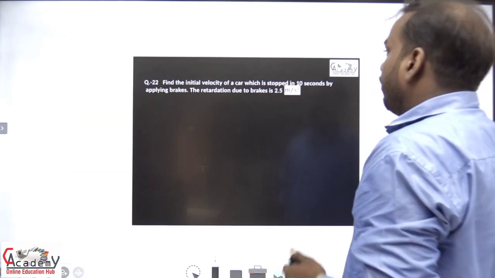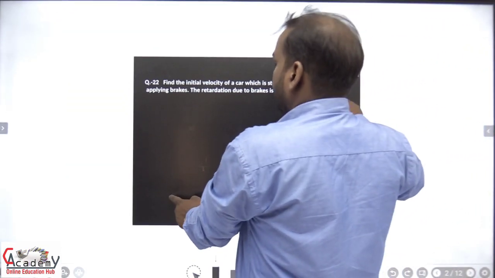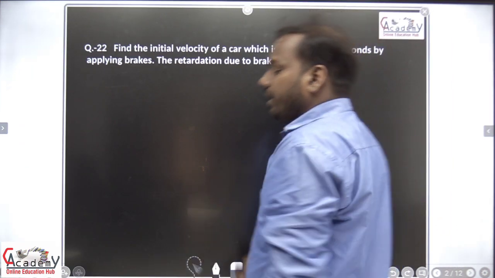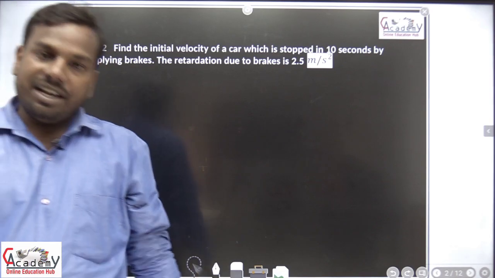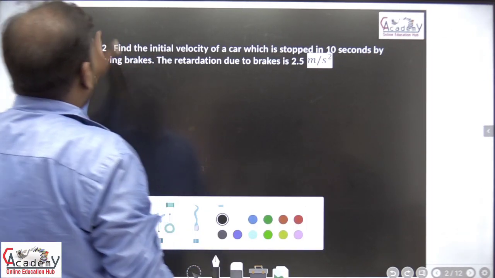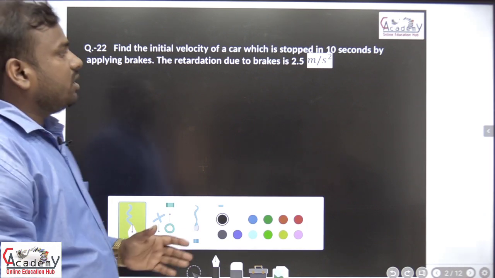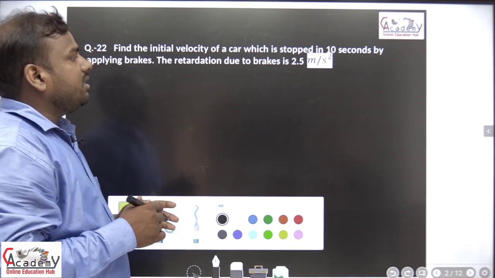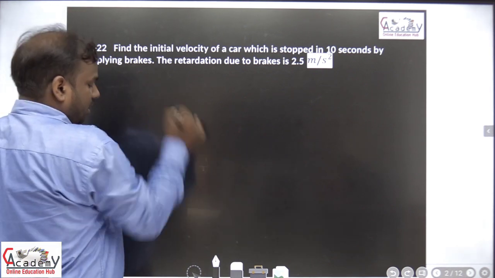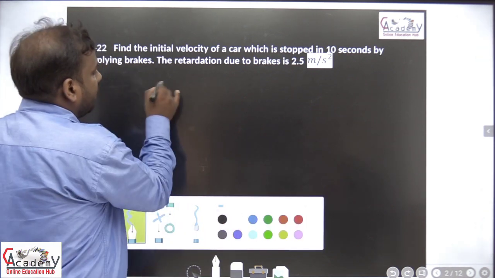Okay, now your first question is question number 22 from your Asian book. What is the question here? Find the initial velocity of a car. So write down here, firstly, you write down here: given.